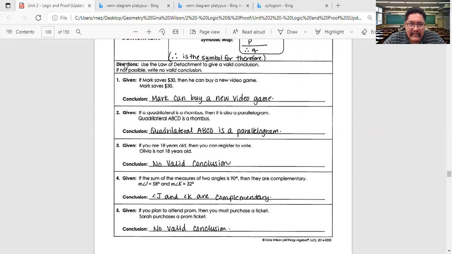All right, anyway, get to the directions. Use the law of detachment to give a valid conclusion. If it is not possible, write no valid conclusion. So we have to follow the logic. We have to follow what they gave us. If the statements they give us don't follow the logic, then we can't say this is going to happen. We have to say it's not valid. That doesn't mean it's impossible. It just means that following what they give us doesn't make sense.